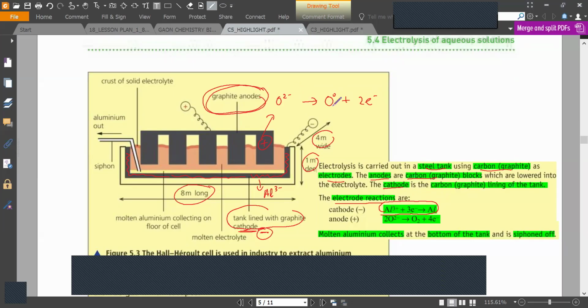But because oxygen is always O2, now we need to double everything. So this becomes 4 and this becomes 2. That's why we have this half equation here. Now it produces 4 electrons. These 4 electrons will go to the cathode. The cathode will take these electrons and reduce to aluminum metal. So we have the second reaction here. This is how it happened.